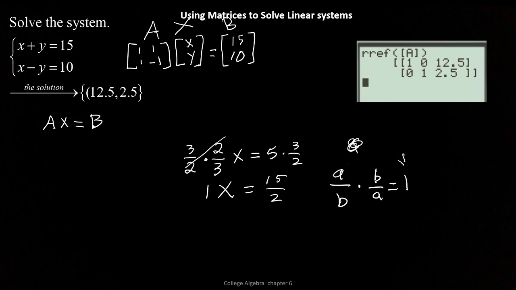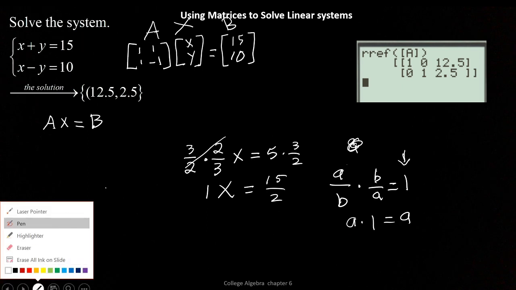So 1 is called the multiplicative identity for arithmetic. That means when you multiply two numbers that are reciprocals, you get that identity. It also means that when you multiply that 1 by any number, you just get the number back. So it's called the identity element in multiplication. Now, there is a similar concept with matrices. So let me put it right here.